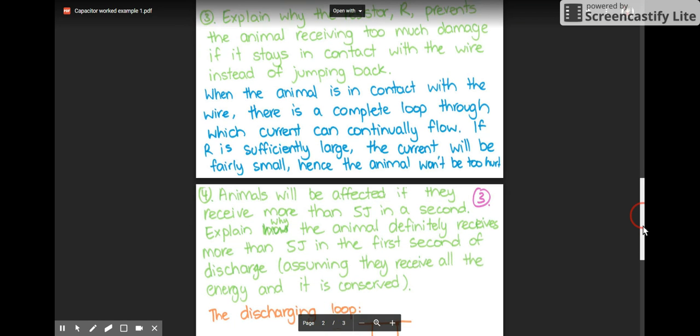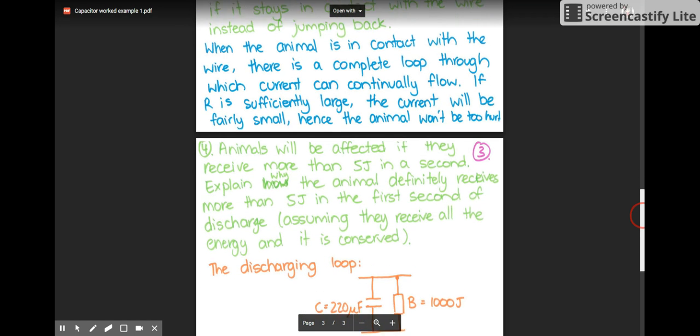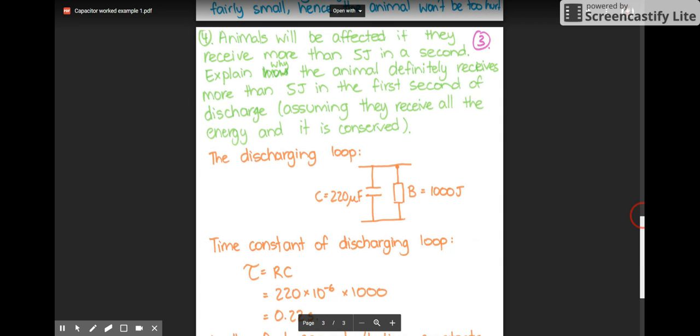So moving on, number 4, and this one is a little tricky. It took me a few seconds looking at the question. I was wondering, what are they getting at here? And then the key thing I got at was the 5 joules in a second. So it's giving you a time in which a certain amount of energy has to be discharged for the electric fence to be effective. So how do we know that the animal will be affected? We have to prove that they receive more than 5 joules in a second.